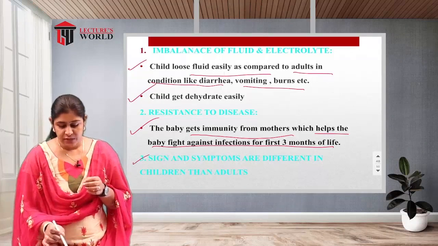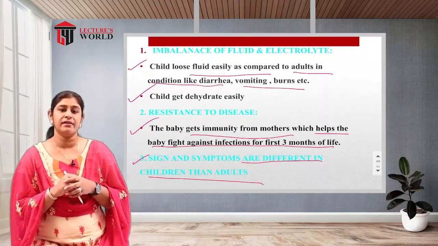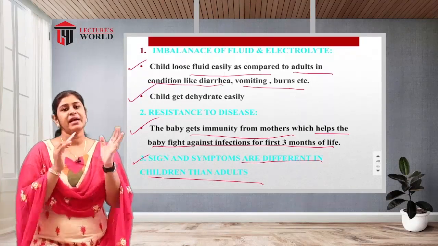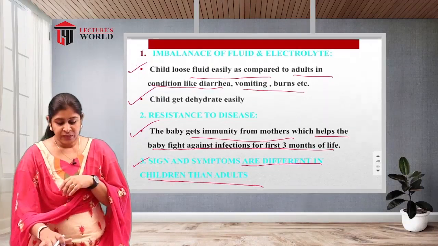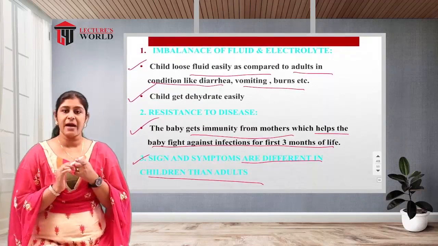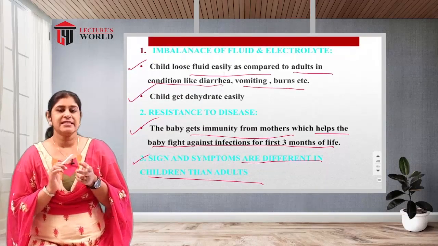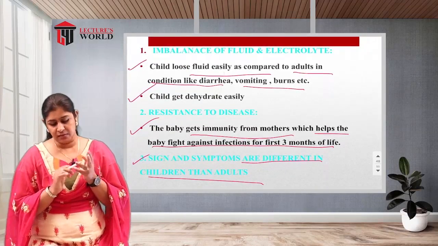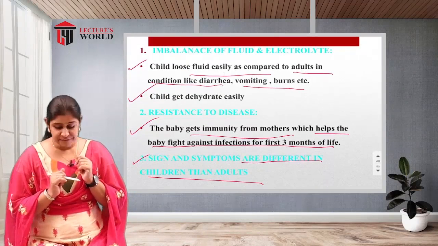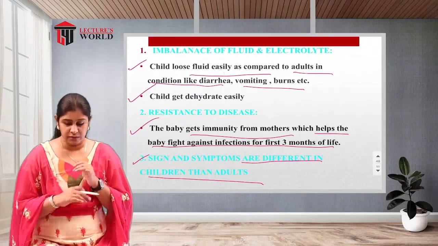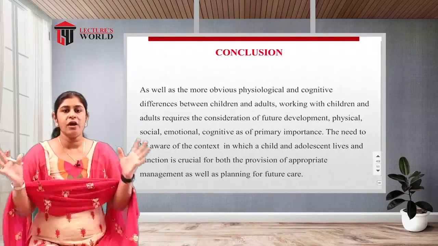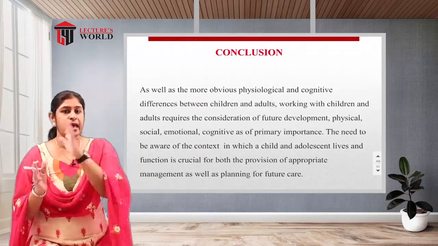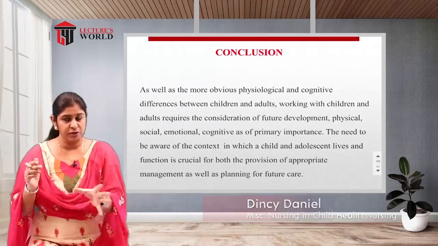Then signs and symptoms are different in children than in adults, which we have already told. So in pathologic changes, first is the imbalance of fluid and electrolyte, second is resistance to diseases, and third is that signs and symptoms are different in children than in adults. So these were all the differences between children and adults. Hope you have understood this topic.